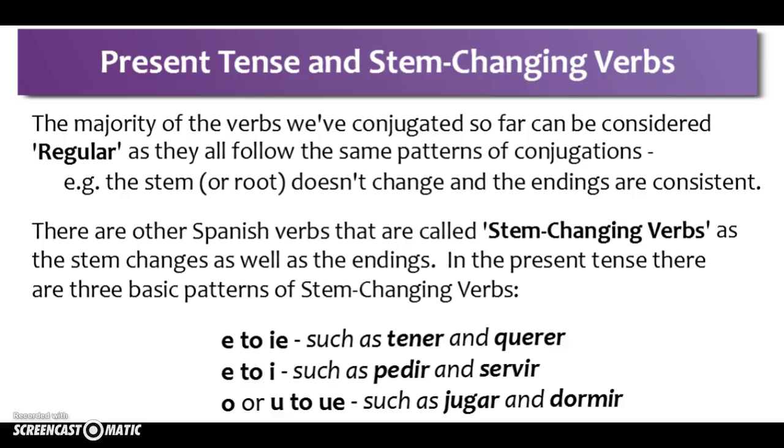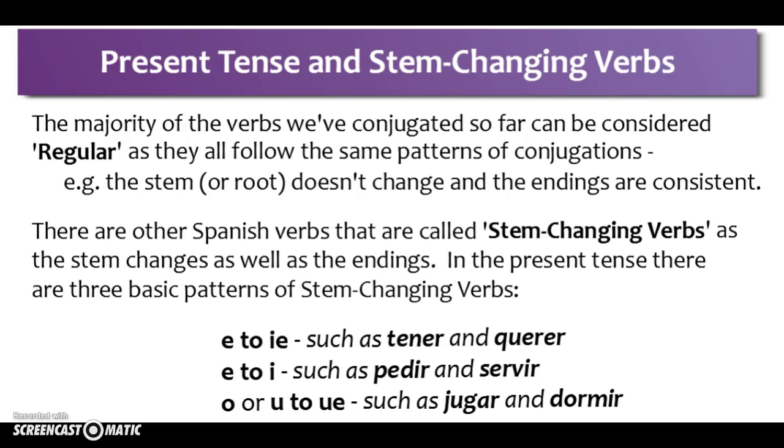Welcome back. Up to this point, we've been talking about a lot of regular Spanish verbs. These are verbs that follow the same conjugation patterns time after time. You'll take off the infinitive ending of the verb, and then you will add the ending that corresponds to the subject or the person doing the action. Nothing happens to the stem of the verb or the root. All the changes happen with the ending.